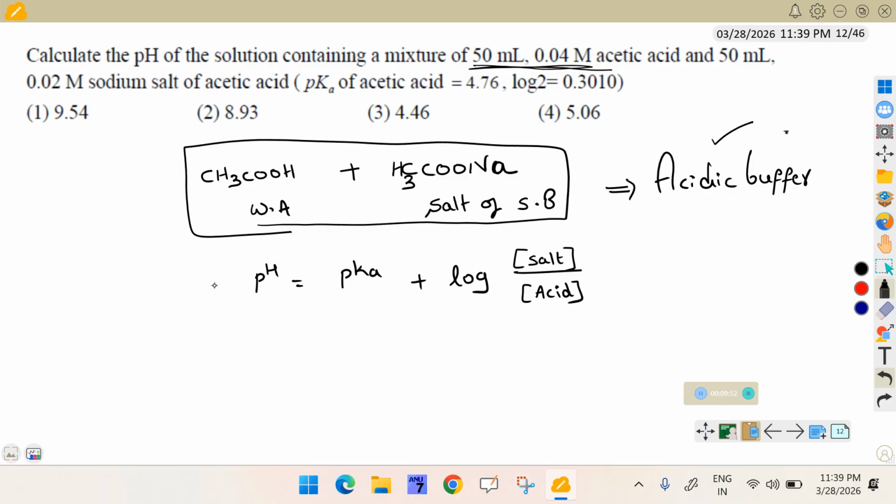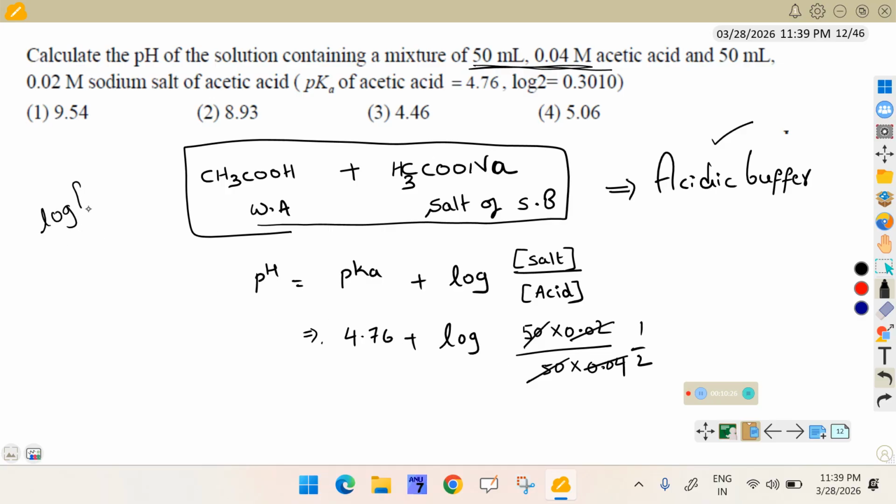Acidic buffer pH is calculated by using the formula pH equals pKa plus log of salt concentration by acid concentration. pKa value is given as 4.76 plus log of salt concentration by acid concentration. Salt volume 50 into 0.02, acid concentration 50 into 0.04. 50 cancel, 1 by 2.